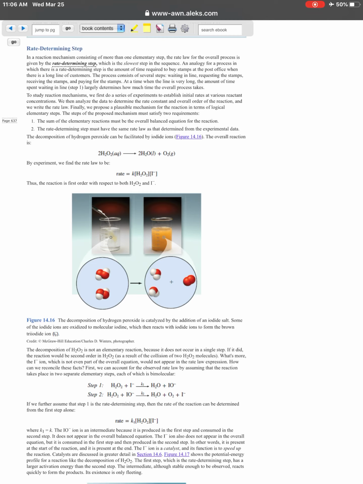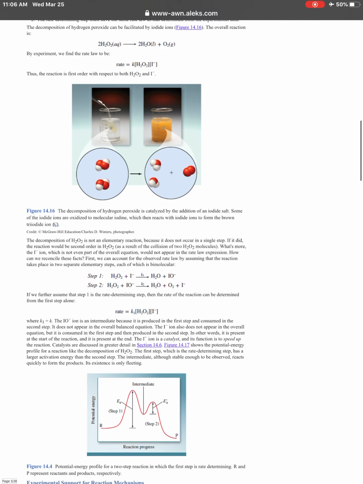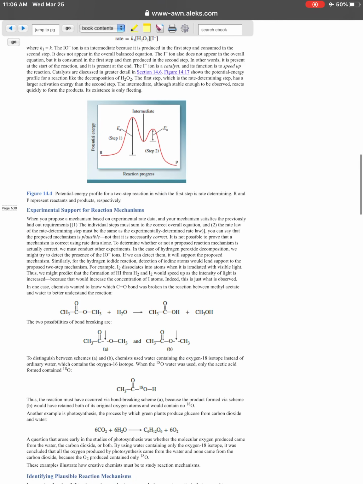Figure 14.17 shows the potential energy profile for a reaction like the decomposition of H2O2. The first step, which is the rate determining step, has a larger activation energy than the second step. The intermediate, although stable enough to be observed, reacts quickly to form the products. Its existence is only fleeting.